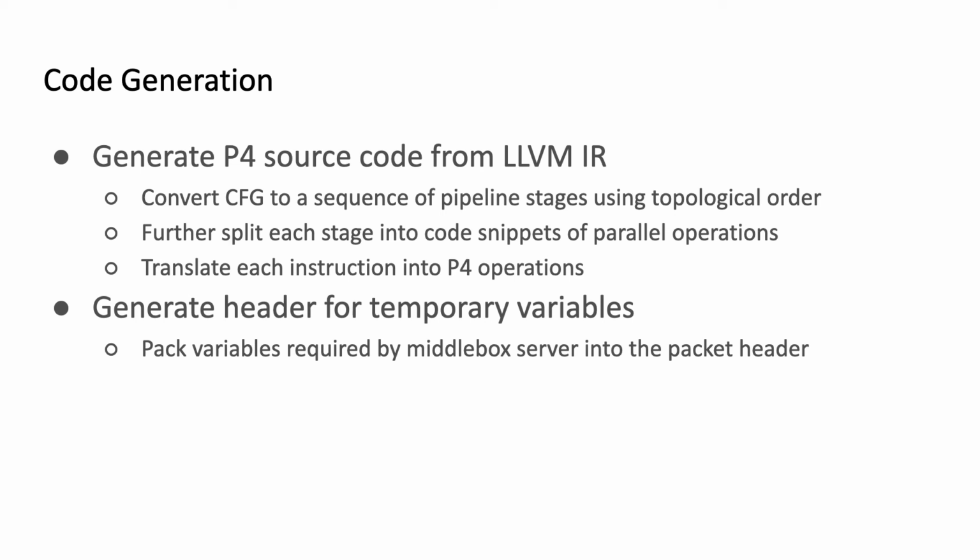Then, it will split each individual basic block from the control flow graph into smaller code snippets where within each code snippet there's no dependency between the operations. This is necessary because P4 requires that each pipeline stage does not contain code that depends on each other. After that, Gallium will perform a line-by-line translation from the LVM IR instruction to the corresponding P4 operations. Gallium will also need to generate header definitions for all the temporal variables being used during the processing of packets.